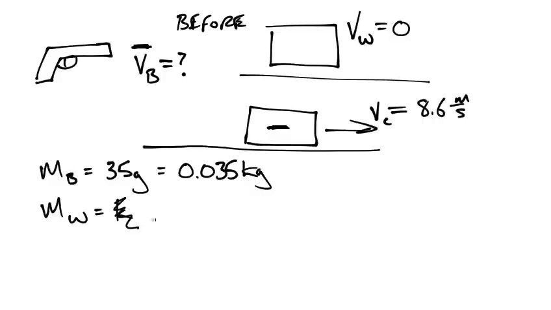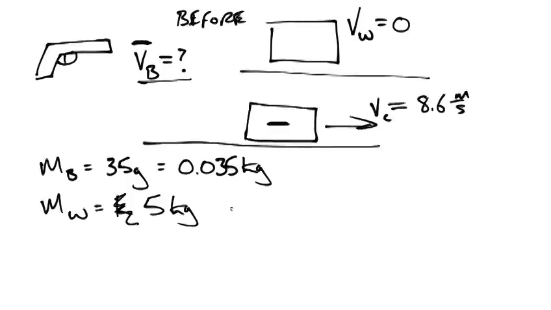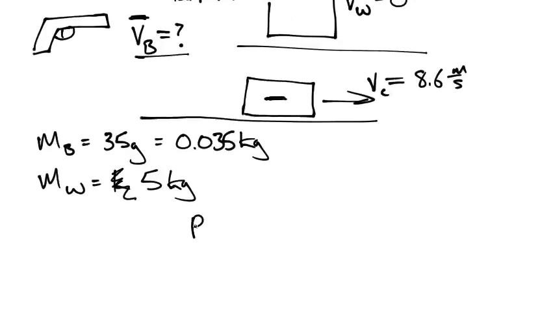Oops. Let's try that again. 5 kilograms. Okay, so now it looks like the bullet's in there beforehand. Let me erase that. So the wood is 5 kilos. So together they're 5.035. Okay, not a lot more. The question is, how do we figure out this? Okay, so let's go ahead and do our conservation of momentum.